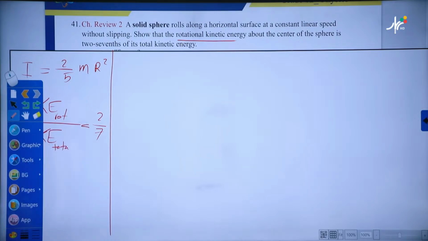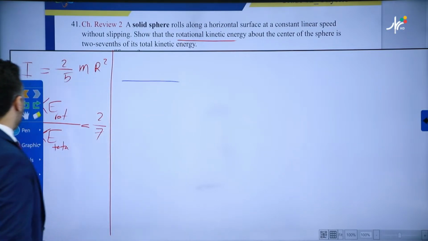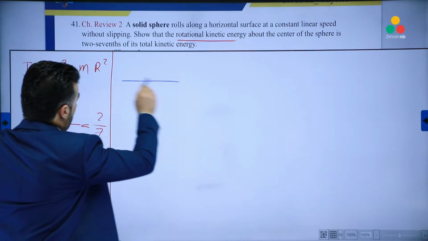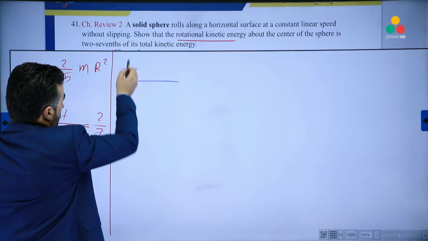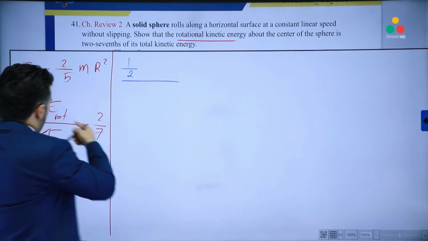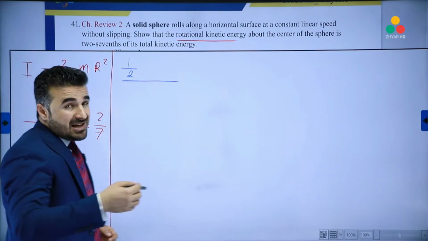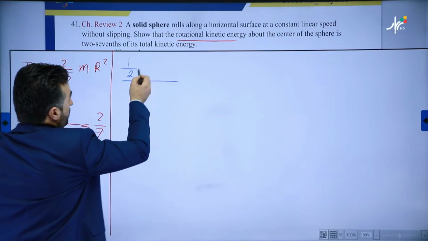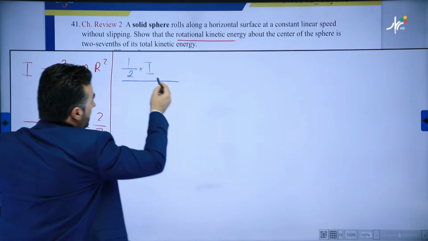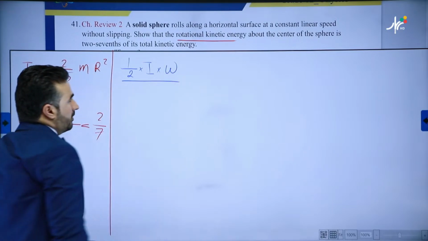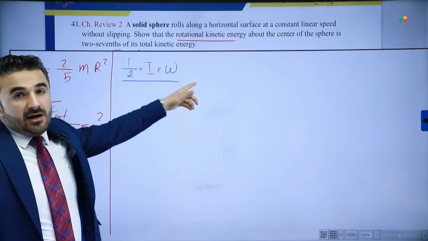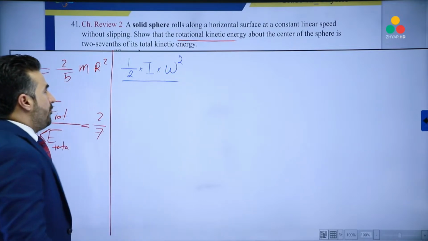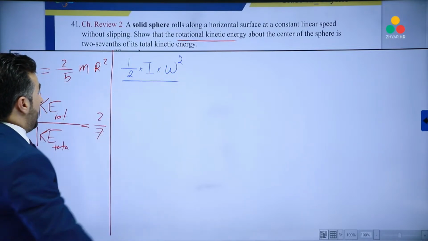Let's change the color. So first of all, we're going to write the rotational kinetic energy for a solid sphere. What is the rotational kinetic energy? We know that the rotational kinetic energy is 1 over 2 of mass times speed, but because it is rotation, instead of mass we have moment of inertia, multiplied by the angular speed. We can just write I times omega, and by the way, squared. But I'll write these crossed so you know what happened here.